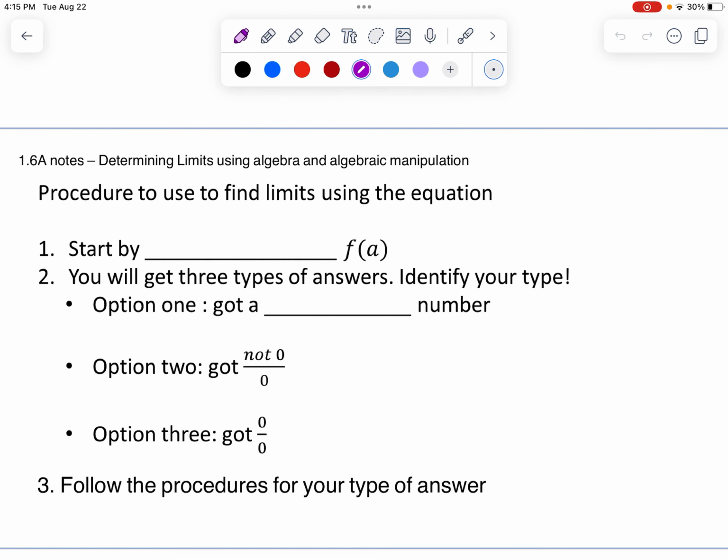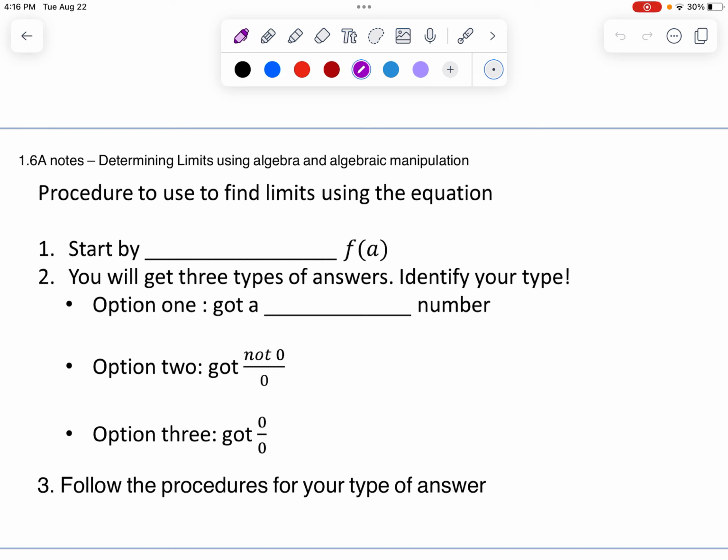Today we're going to be talking about how to determine a limit using algebra and algebraic manipulation. So in the last couple of days we've been learning properties of algebra and we figured out how to find a limit if you have a table or a graph. However, the most exact way to find a limit is for you to use the equation. And so there's a process to doing this, and because of the nature of limits, sometimes it's really easy to find a limit using an equation, and sometimes it's really complicated. So I will walk you through that.